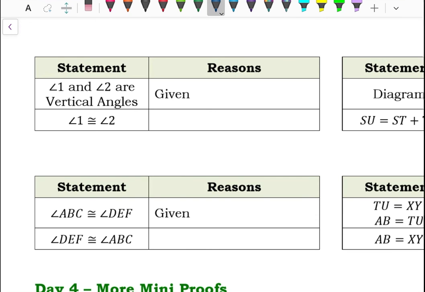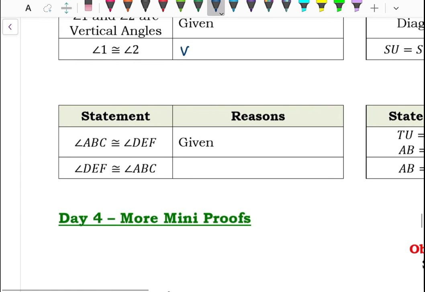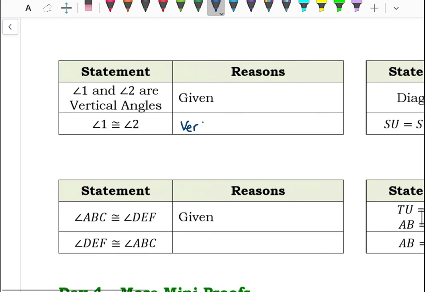So on this one, we have angle 1 and angle 2 are vertical angles. That is our given. So in our next statement, we have angle 1 is congruent to angle 2. And that is by the reason that vertical angles are congruent. That's the vertical angle theorem that we learned about way back when.